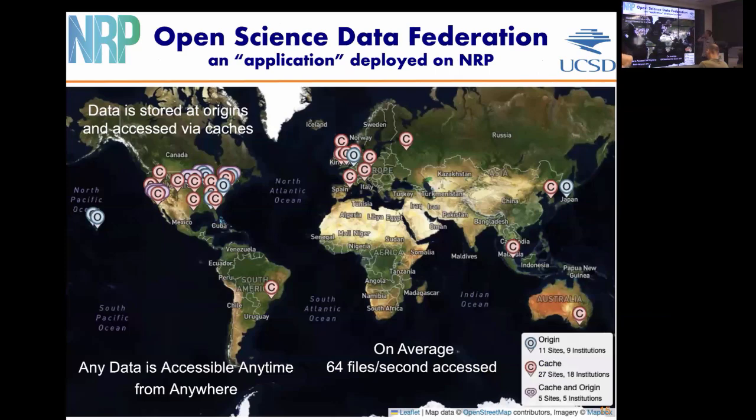And so let me give you one example. The Open Science Data Federation is literally an application deployed on NRP. Now, if you think about it, if you want to do a content delivery network, if you want to optimize for data access, then you need a certain structure that is very obvious. You need to have storage somewhere. We call that an origin. Anything that has data is an origin. And then you need caching. And then you need some kind of software that implements least recently used, or some kind of algorithm like this, so that your cache accesses and cache misses are treated rationally.